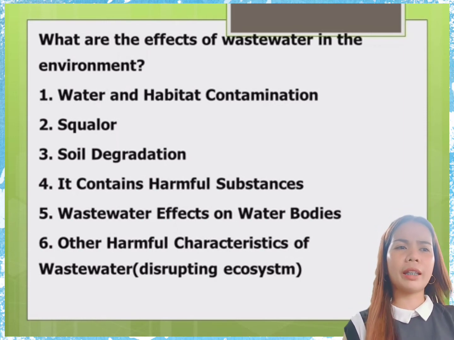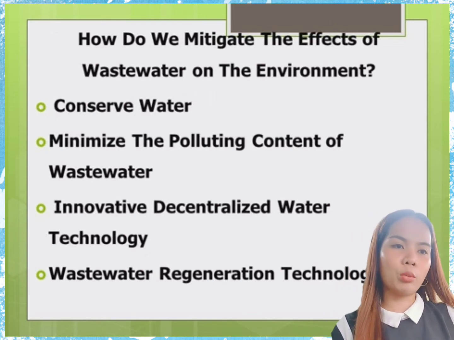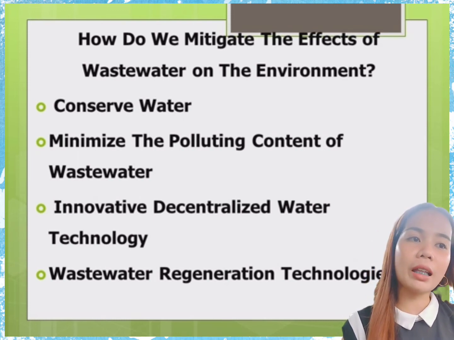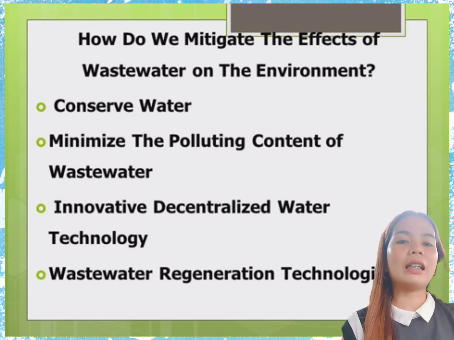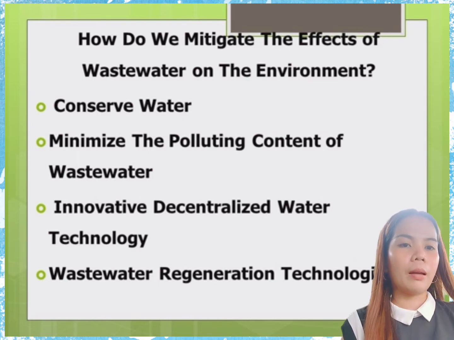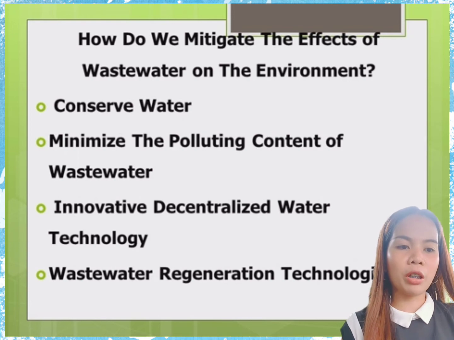So how do we mitigate? When we say mitigate, it means to make lesser the effects of wastewater on the environment. So let's make it simple. How do we make lesser the effects of wastewater on the environment? One is conserve water. So we need to conserve water, especially in our household chores. Minimize the polluting contents of wastewater. Innovative decentralized water technology. Wastewater regeneration technologies.